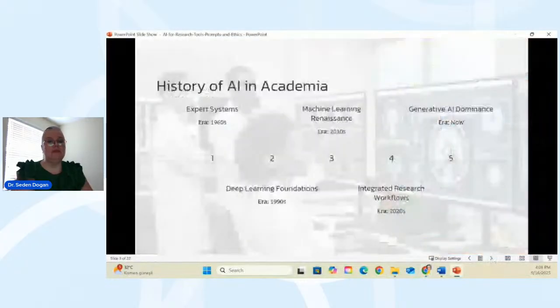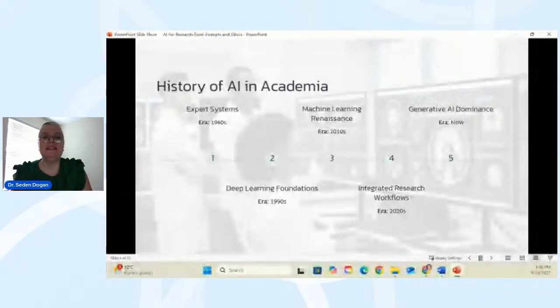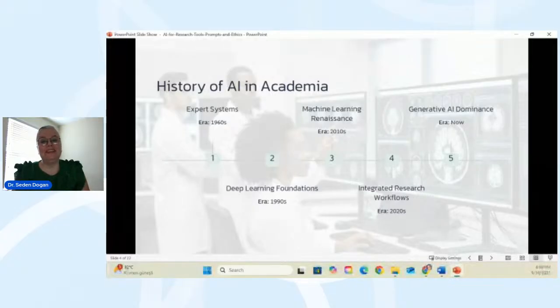Let's rewind back. In the 1960s, we had expert systems like Eliza that mimicked conversations. In the 1990s, machine learning helped us find patterns in big data sets. By the 2010s, deep learning gave us image recognition and advanced NLP. And in the 2020s came generative AI, tools like GPT and Gemini. They are actually creating.